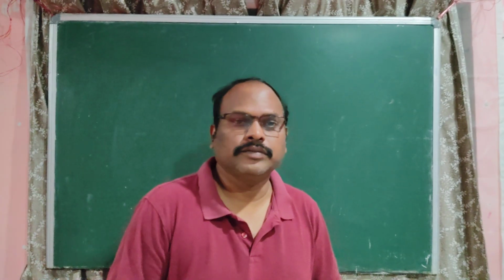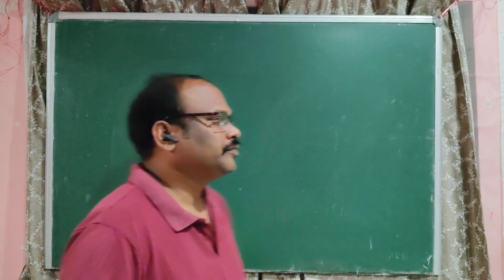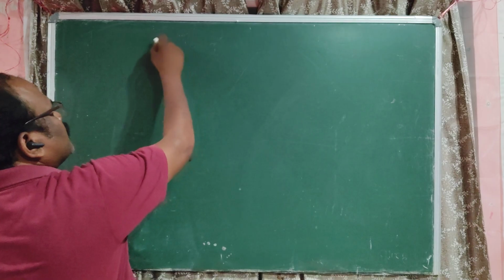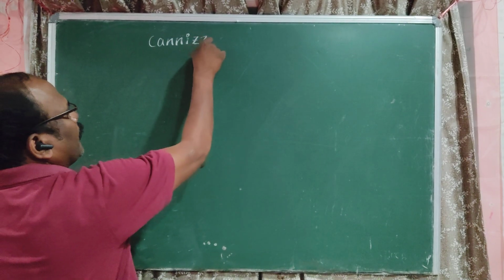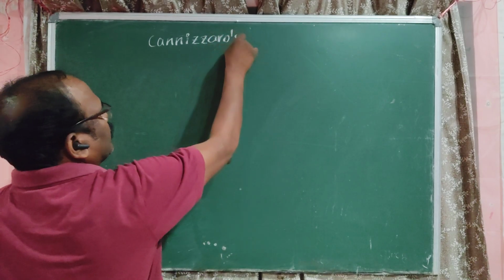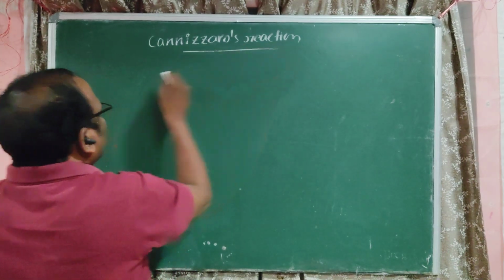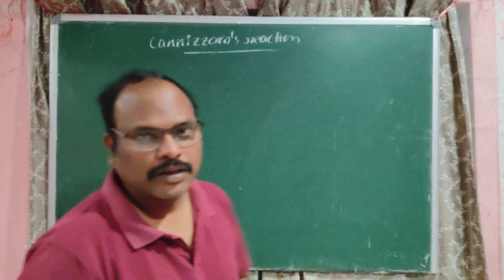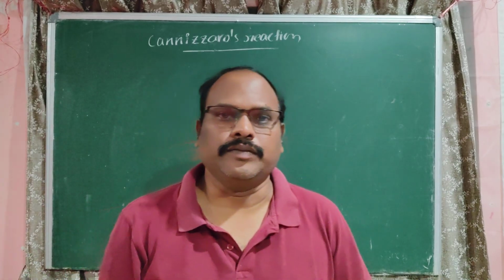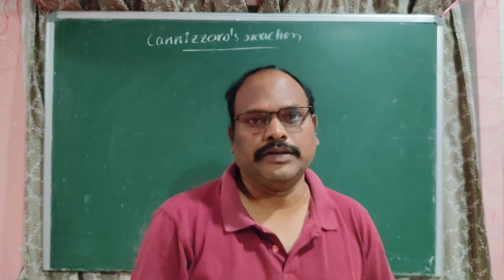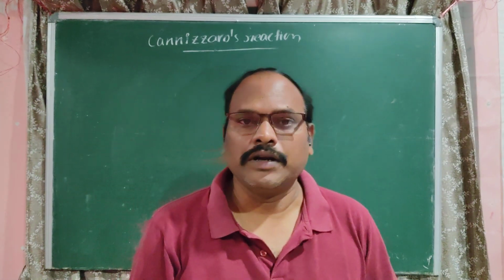Here I am taking the Cannizzaro reaction from carbonyl compounds, and its mechanism also. The reaction name is Cannizzaro reaction. This reaction occurs in aldehydes without any alpha hydrogen atoms in the presence of a strong base, and gives one oxidized product and one reduced product.